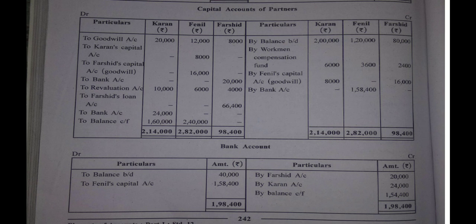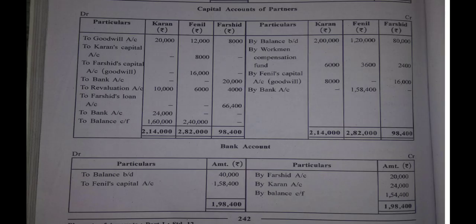Fine, starting with the column of Karan. It is 2 lakh plus 6,000. Please use your calculator. 2 lakh plus 6,000 plus 8,000. It is 2 lakh 14,000, which is higher compared to the total of debit side. So we'll deduct the amount of debit side. 2,14,000 minus 20,000 minus 10,000 and minus 1,60,000. This gives you 24,000.